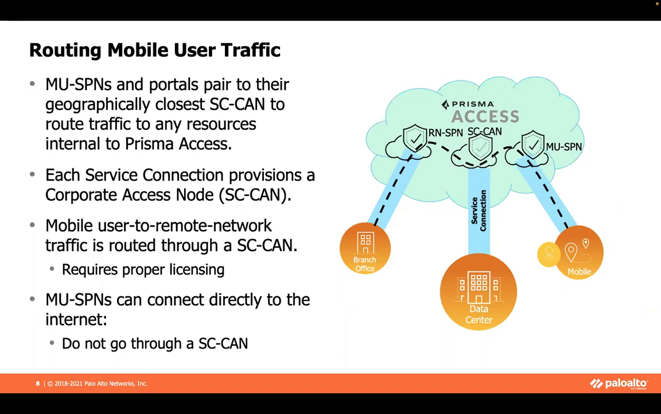But if they need to talk to a user in a branch office or something like that, we can use a corporate access node, SCCAN, basically as a router. Now, instead of them going down that service connection to authenticate or get to whatever sort of resource they might need internally, they can just bounce through a CAN and use it as a router. Which brings up an interesting scenario.